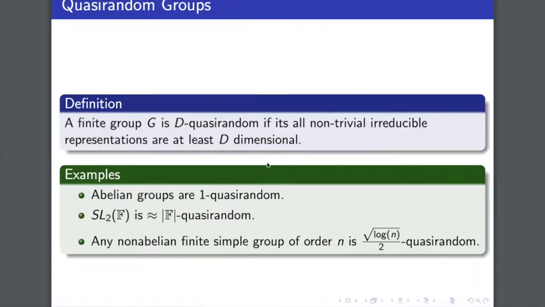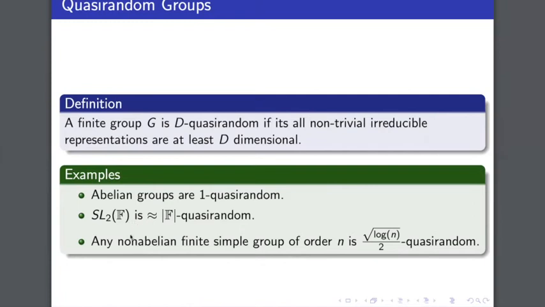Now we can define what quasirandom groups are. A finite group G is called d-quasirandom if all its non-trivial irreducible representations are at least d-dimensional. Here are some examples. Abelian groups are 1-quasirandom. So we can readily see that Gowers' theorem about the mixing hypergraph H1 doesn't say anything about abelian groups, because they are 1-quasirandom, so you do not get any meaningful error bound.